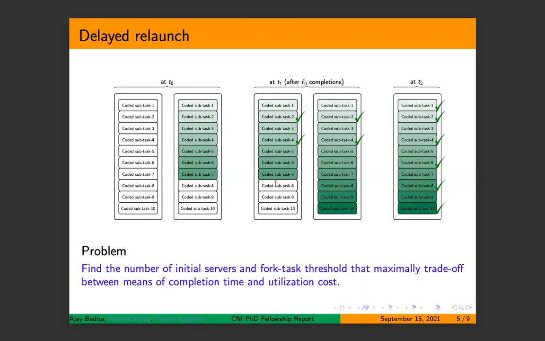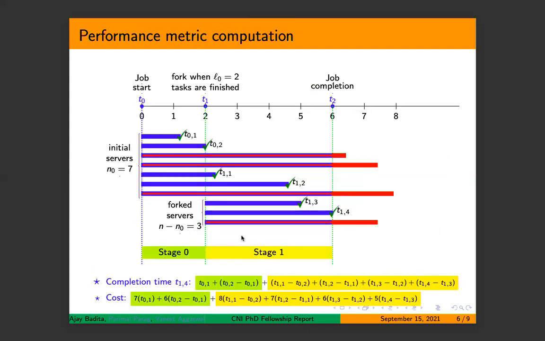One way to decide the forking time is to add the remaining servers when a certain number of tasks are completed. This number of subtasks required to add the remaining servers is called the fork task threshold. We have to decide how the parameters, initial number of servers and fork task threshold, should be chosen so that both metrics, service completion time and server utilization cost, are optimized.